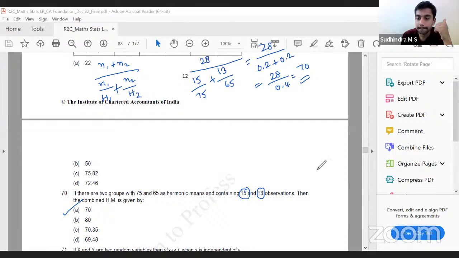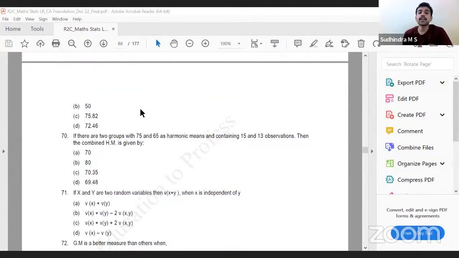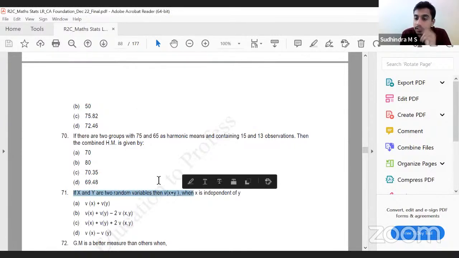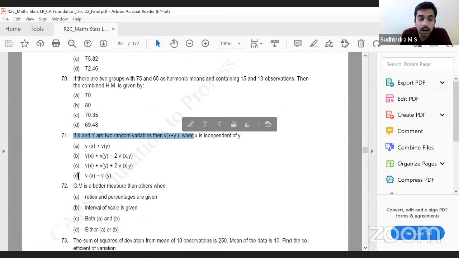Done? Next question, 71. If x and y are two random variables, then variance of x plus y when x is independent of y. Okay, this is not related to this chapter. We'll come to this a little later. Right? Once we discuss probability, we'll come to this.